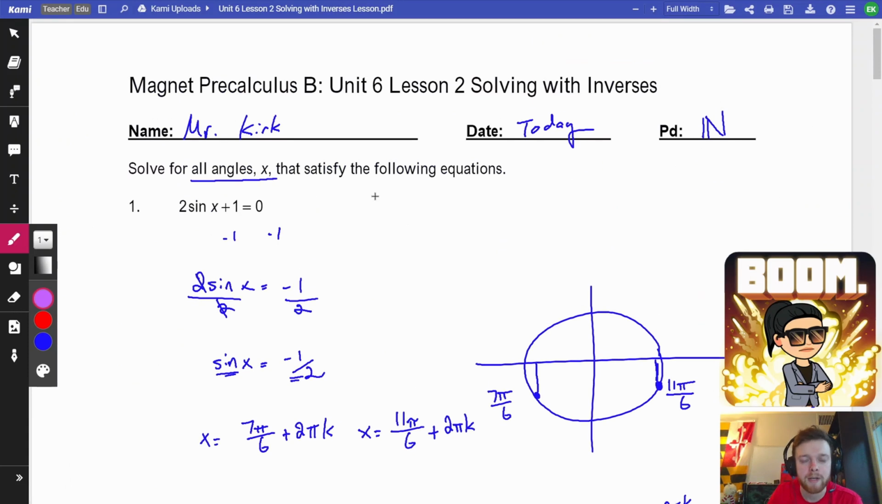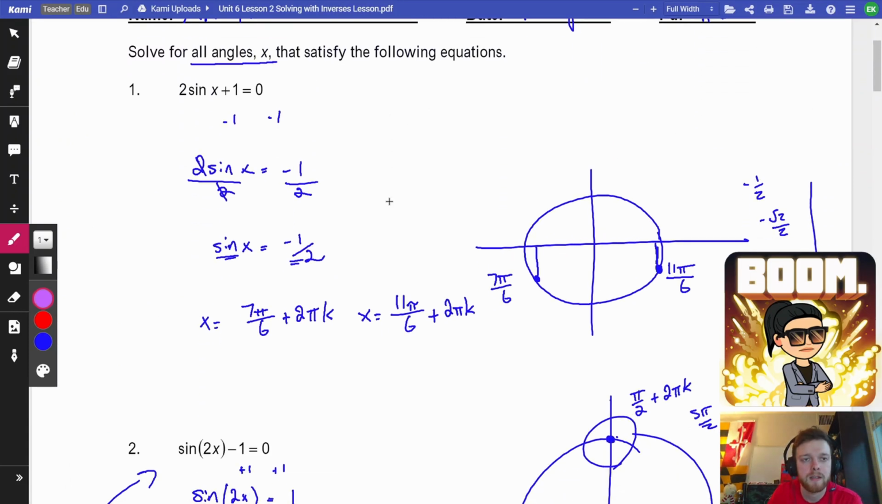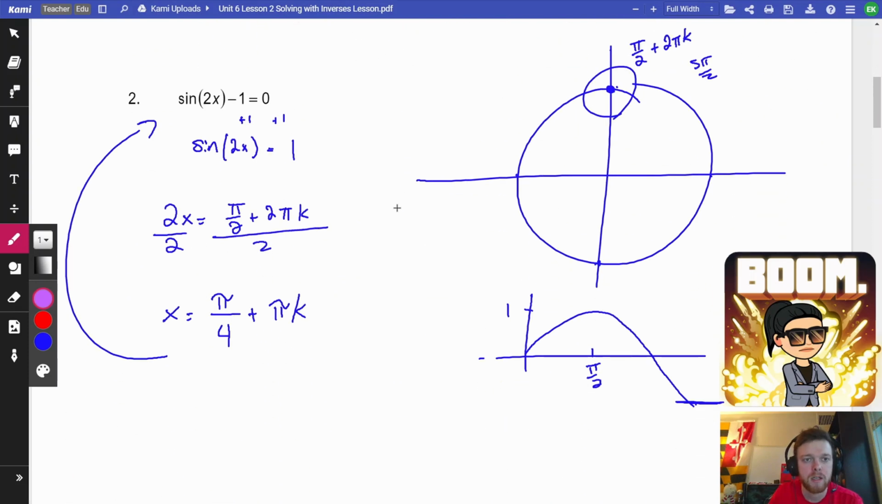Just a quick recap. I know I've done a few recaps today. 2 sine x plus 1 is equal to 0. We isolated the function, the trig function, and then used inverse trig. Sine 2x minus 1, we isolated the trig function. Our argument was not x, but how do we compensate? We just continue on as if it was our variable and then divide by 2.